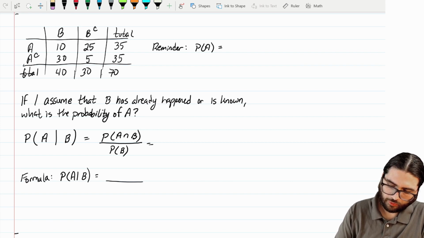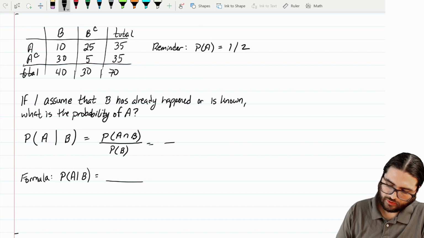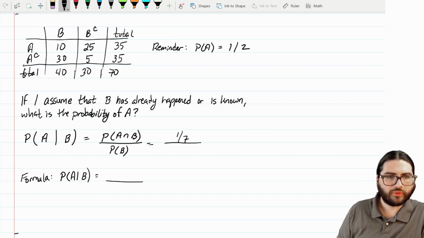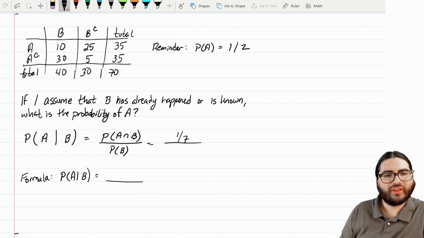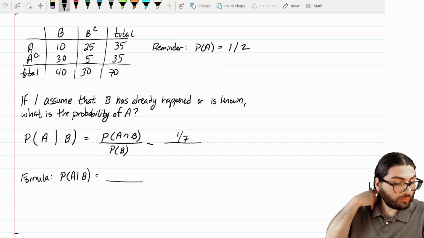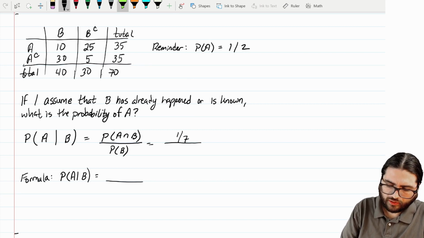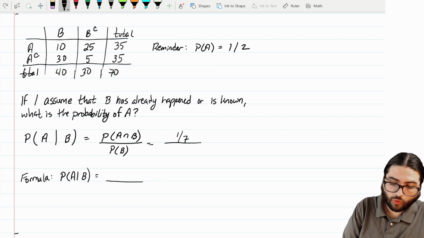Oops, sorry, I'll go back up here. No, that was correct. I thought I changed the numbers, but I did not. The probability of A intersection B was 1 over 7. If I remember from the last slide, that was 10 over 70 in my table. The probability of B, that one wasn't given to me, or I didn't calculate it on the last slide. From the table, it is 40 over 70, or 4 over 7.